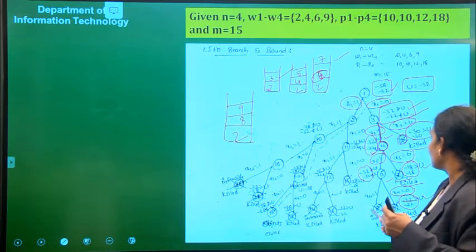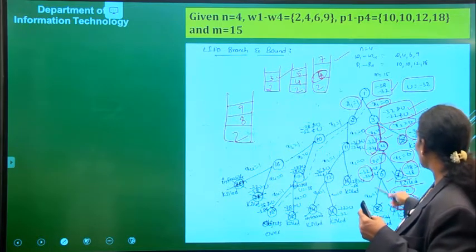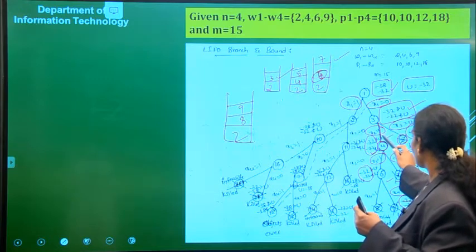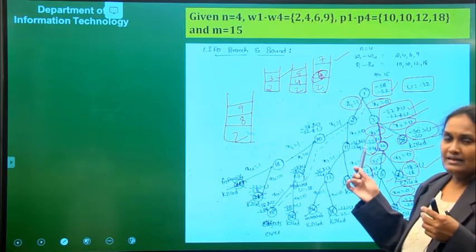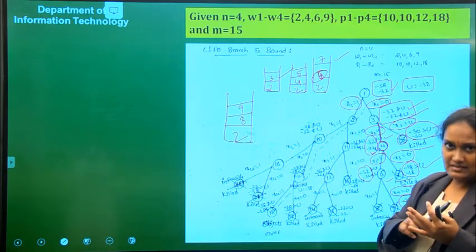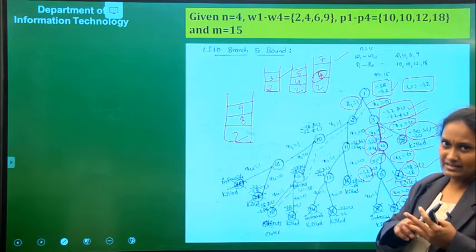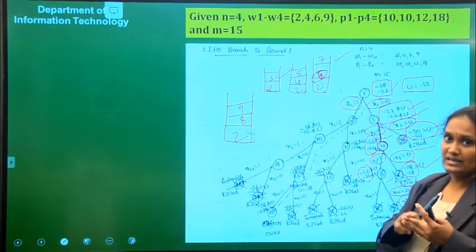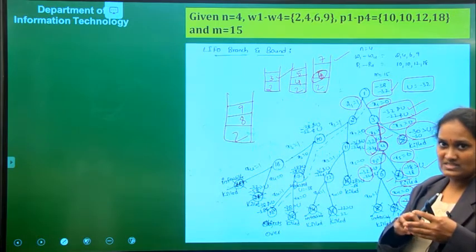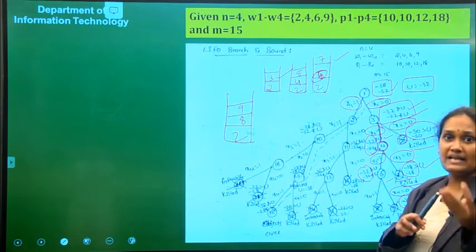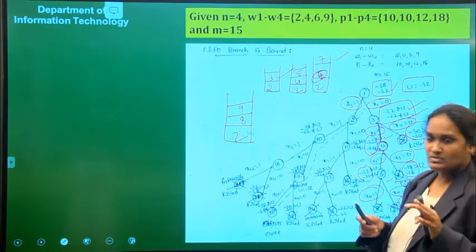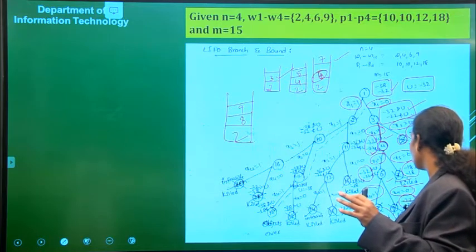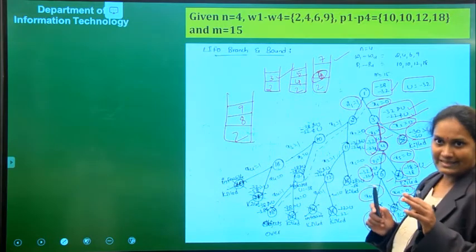And at node 8, if you observe, x1 is 0, x2 is 1, x3 is 1, x4 is 1. Here x2 is 1, its weight is 4; x3 is 1, its weight is 6; x4 is 1, its weight is 9. If you add all these weights, 6 plus 4 plus 9, it becomes 19. So that's why it is not possible to place x4. So it becomes an infeasible solution. So this node is also killed.